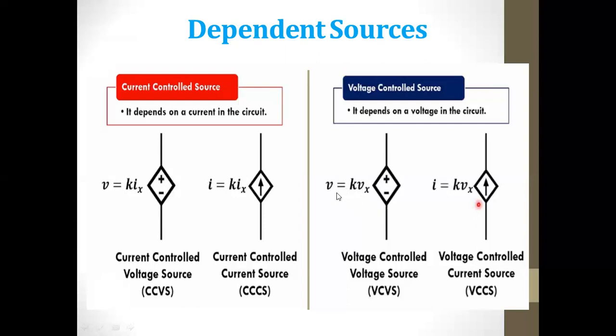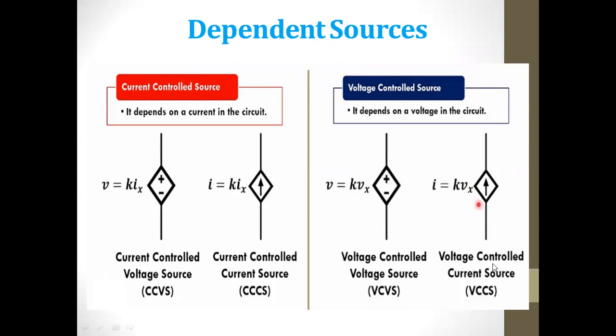Here, V is equal to K into Vx. Vx is nothing but the voltage in the same circuit. This might be connected to some other component, but the voltage Vx will be the voltage value in the same circuit. If I have to determine the voltage value here, then I should know the voltage Vx. So the voltage value here is depending on voltage in the same circuit. So this is said to be the voltage controlled voltage source.